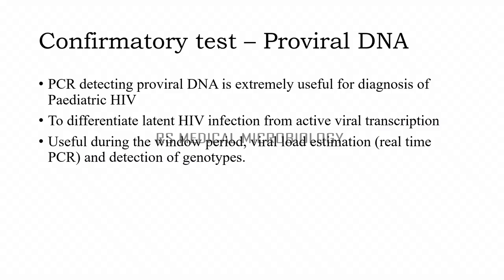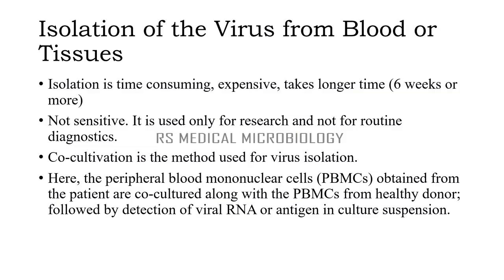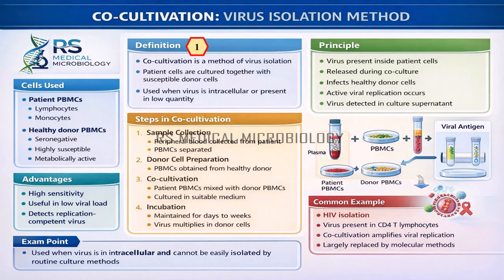Now, the isolation of virus from the blood and tissues is generally very expensive and it is not very sensitive, so it is not used for routine diagnosis. The method that we use is a co-cultivation method. So what is this? Basically, the virus is grown along with virus-infected and virus non-infected susceptible cells. The virus is present inside the patient cells. During the mixture of virus-infected and non-infected cells, these viruses come out, they infect the healthy cells, active replication takes place, and this replication can be seen in the culture supernatant solution.